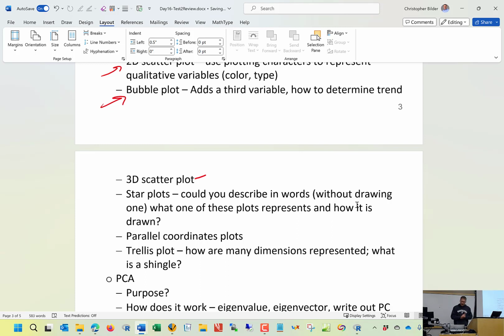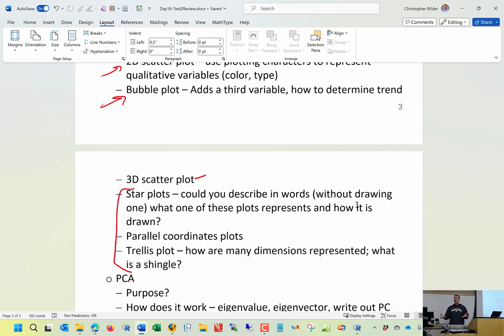We can look at stuff in terms of a 3D scatter plot. And the completely new kinds of plots for you coming into this course were probably the star plot, parallel coordinates plots, and trellis plot. Since those are typically pretty new to students, I often like to give short answer questions, such as: describe to me what a star plot is and how it represents multiple variables at the same time. This will require you to write a few sentences for this description.